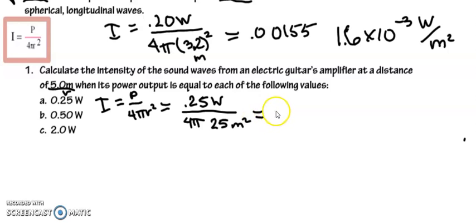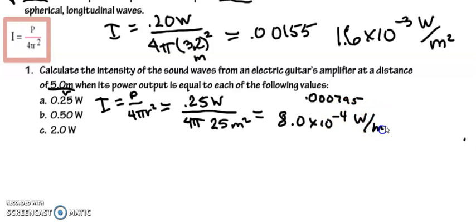Okay, when I did this, I got 0.000795. Hopefully you got the same thing. We like to have this always in scientific notation. We also have to round this up because we have 2 sig figs here and 2 sig figs over there. So we need to have this be 0.00080. We'll go ahead and write that as 8.0 times 10 to the negative 4. And again, this is watts per meter squared.